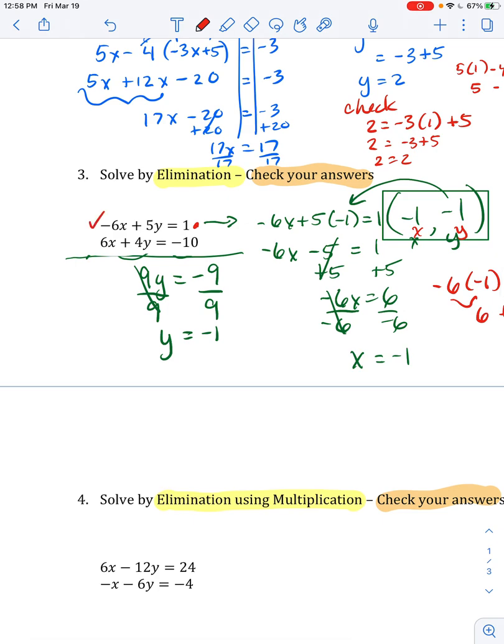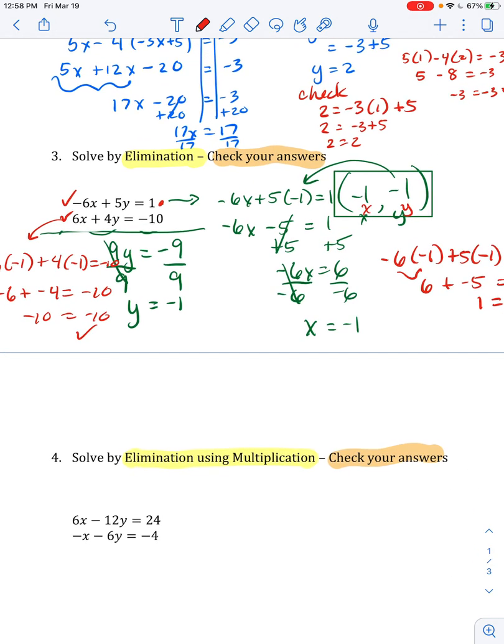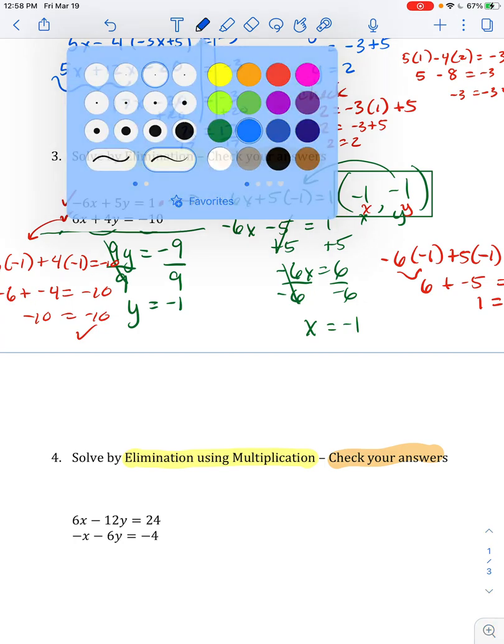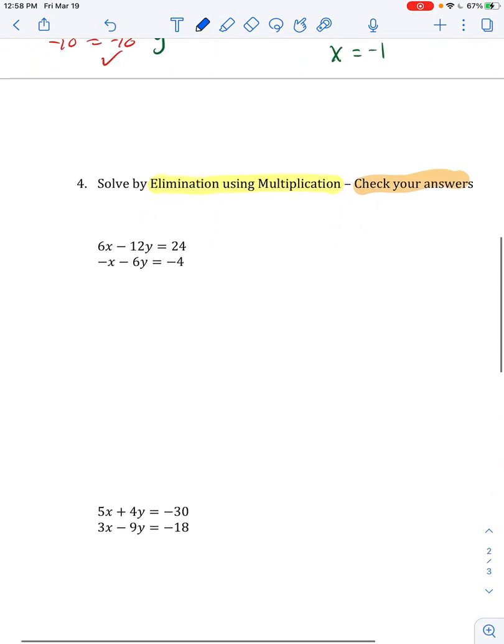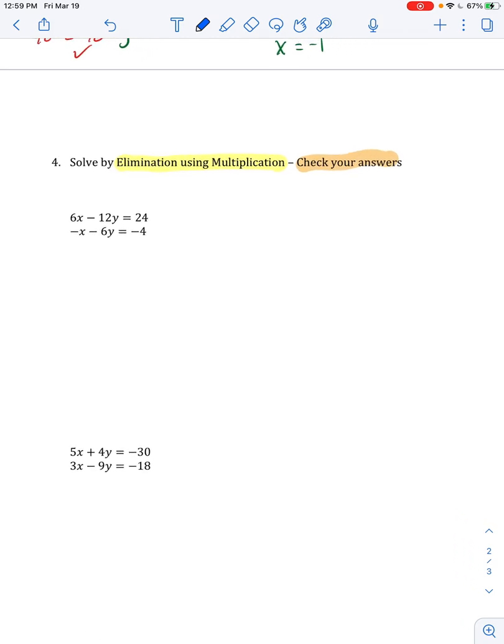Let me check the bottom one. When I put a -1 in for x, and again for y, will I get -10? -6 here, -4 there. Does that equal -10? Sure does. So that means it checked in the second equation, and -1, -1 is definitely my solution. Which is why, before you turn your paper in, you should already know if you got them right or wrong.